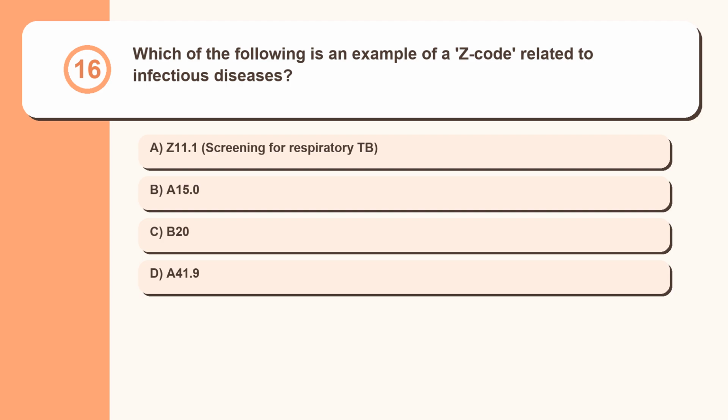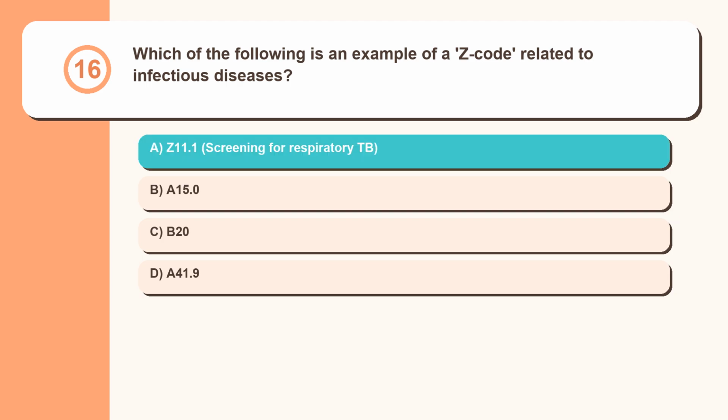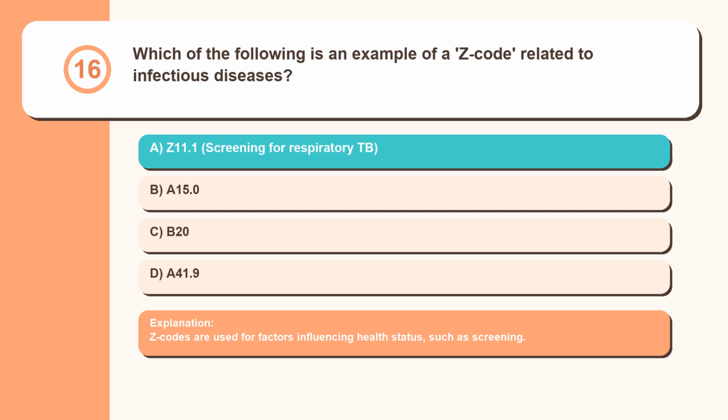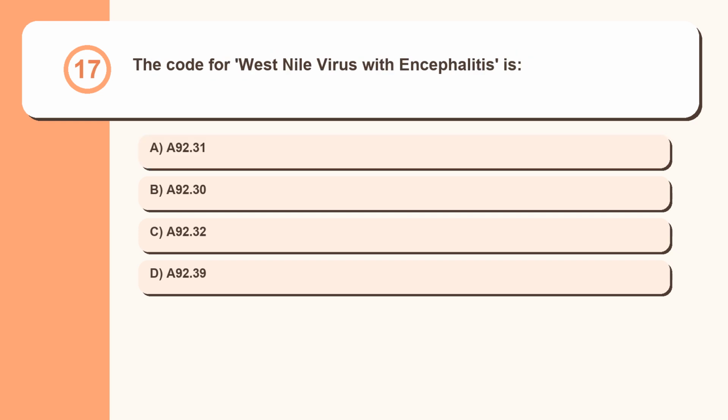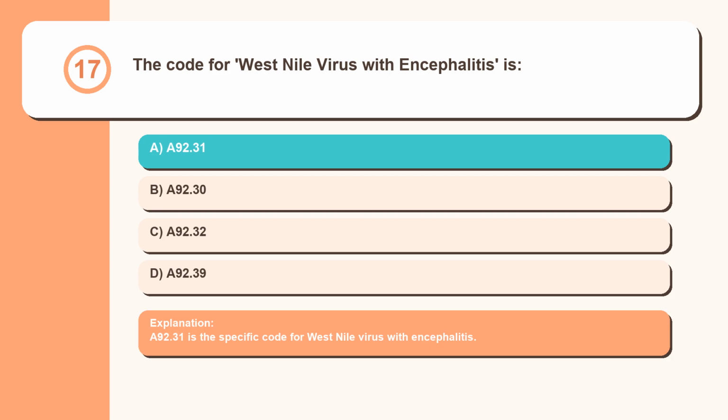Question 16. Which of the following is an example of a Z code related to infectious diseases? Z11.1, screening for respiratory TB. A15.0, B20, A41.9. Z codes are used for factors influencing health status, such as screening. Question 17. The code for West Nile virus with encephalitis is A92.31, A92.30, A92.32, A92.39. A92.31 is the specific code for West Nile virus with encephalitis.